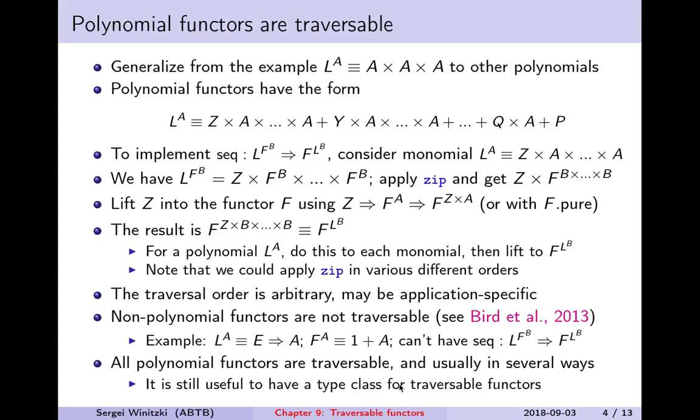So even though all polynomial functors are traversable, they are usually traversable in several different ways. And so it's useful to have a type class to declare a specific instance of a type class expressing a specific order of traversal. So this order of zipping that we can choose here corresponds to ordering of traversal, in a sense. We will see that when we look at specific examples of traversing.